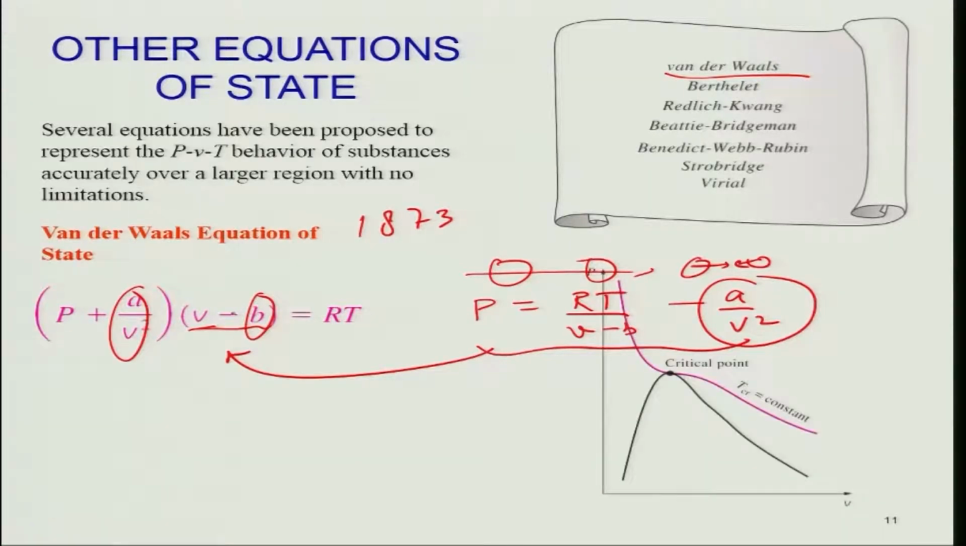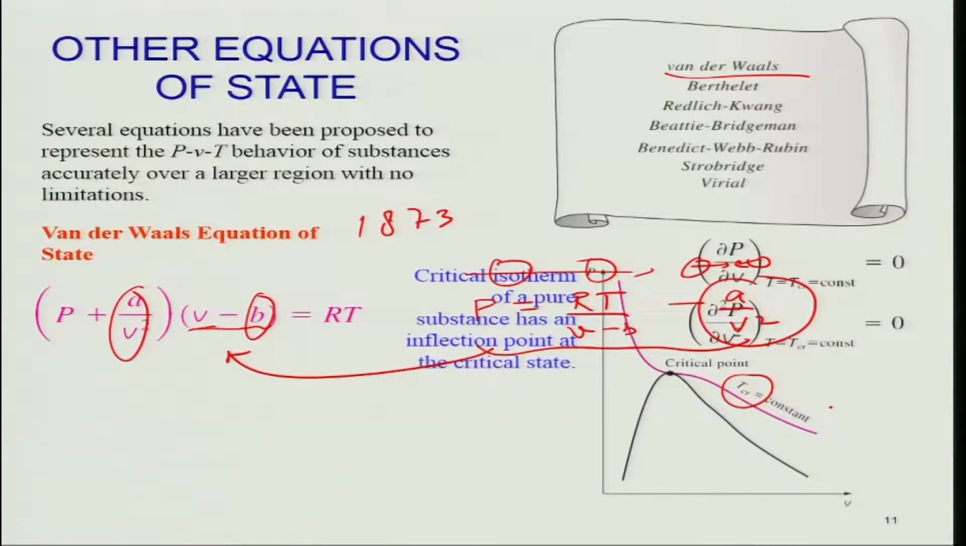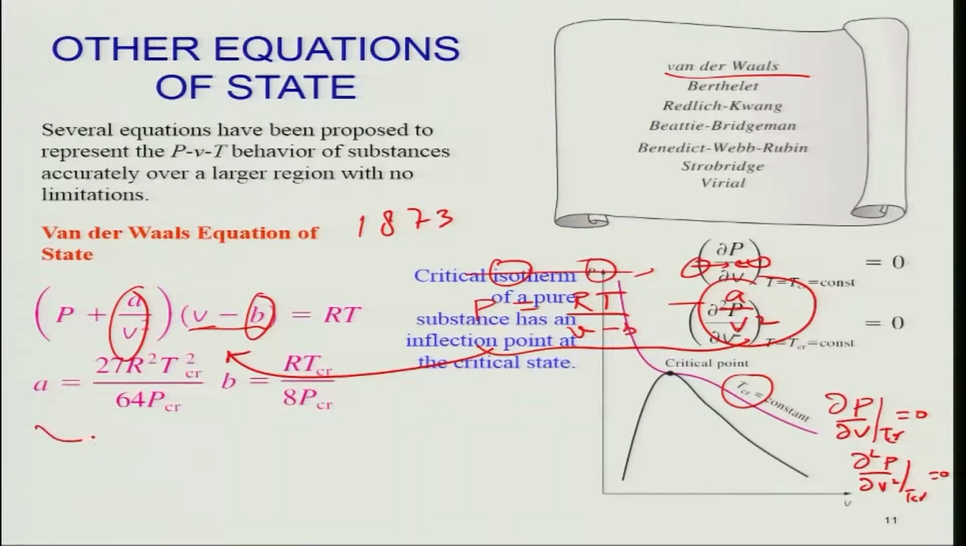Now you can find out these particular variables A and B by taking help from the nature of the curve going through the critical point. So at the critical point, for the critical temperature, it undergoes inflection. The curve undergoes inflection, hence the first derivative of pressure with respect to volume at T critical should be 0, as well as the second derivative should be 0. Okay, and thus based on this you can calculate A and B in terms of TC and PC. Okay, so this is how it will come.